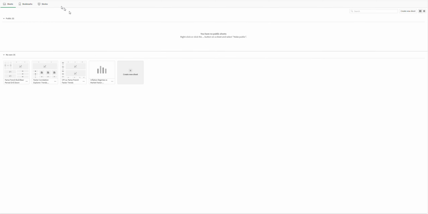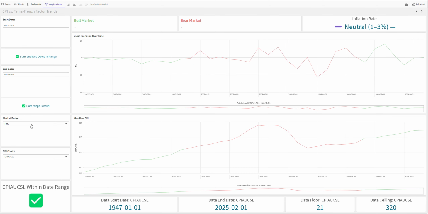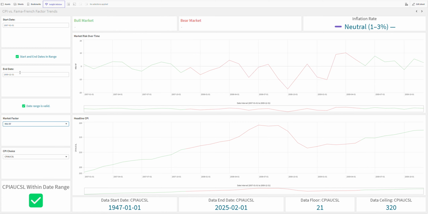Okay, so for the third dashboard, let's see if I have everything. We'll do 2007 to that, check. Okay, so we're going to go to CPIAUCSL first. The third dashboard is titled CPI versus Fama-French Trends. Now it's at an economic layer using Consumer Price Index data, or CPI. The CPI tracks how prices change for everyday things like food, rent, gas, and healthcare. We have 2 CPI measures mapped in this dashboard.